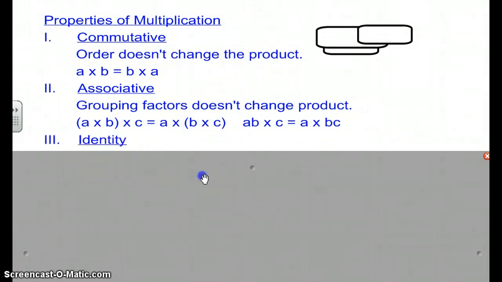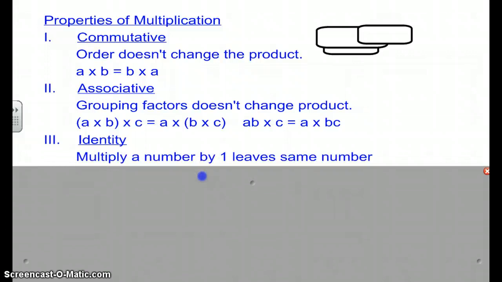Okay, the next one is the identity property. Keep in mind, we're talking properties of multiplication. So, Ray, give me a number, any number? 7. So if I am 7, what will I multiply myself by to maintain my identity? Very good, that's it. 7 times 1, right? If we multiply a number by 1, it leaves the same number. Multiplying a number by 1 gives you the same number.